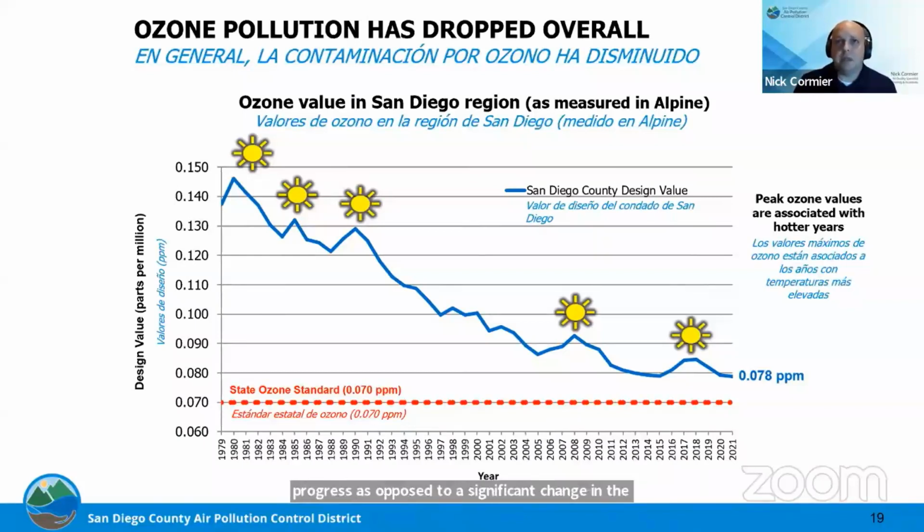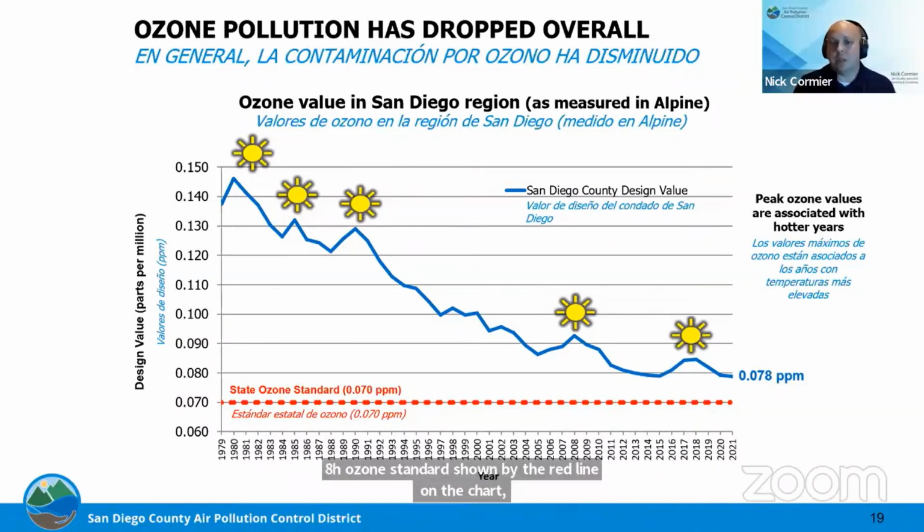Despite the progress made, it's clear that additional work is needed in order to meet the state 8-hour ozone standard, shown by the red line on the chart, and to further protect public health. Next slide, please.